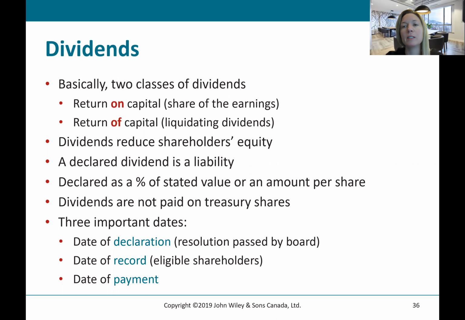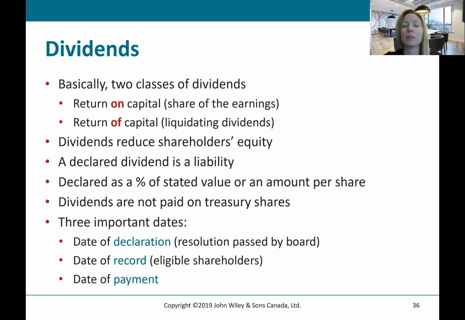When we think about dividends, there are three important dates that we need to remember. There's the date of declaration. On the date of declaration, this is when we're going to record the dividend. It's going to decrease our equity section, and it's going to be recorded as a dividend payable. So when the board of directors says we will pay a dividend of $10 per share, the date that they declare that is the date we're going to record the liability for the dividend.